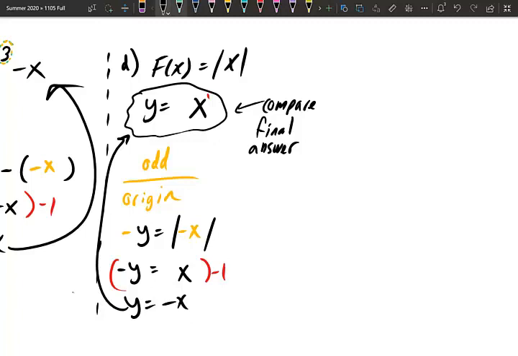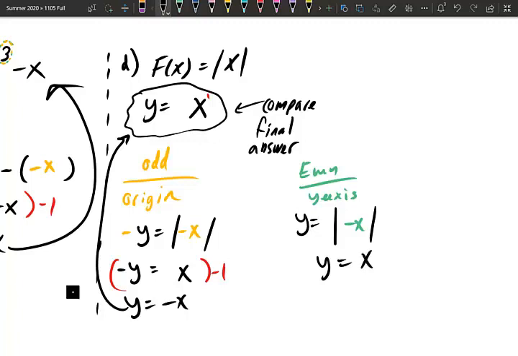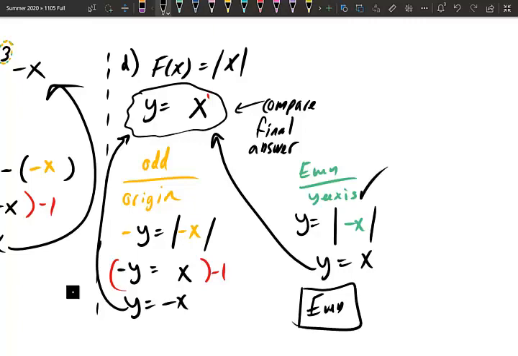So let's try even. So even, remember that's y-axis. So for y-axis, we switch x. So we have y equals the absolute value of negative x. We know what the absolute value of negative x is, positive. And if we compare it, it is the same thing. So this is even or y-axis symmetry.